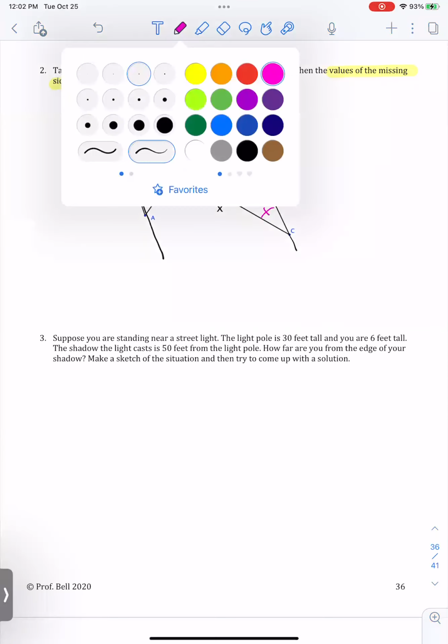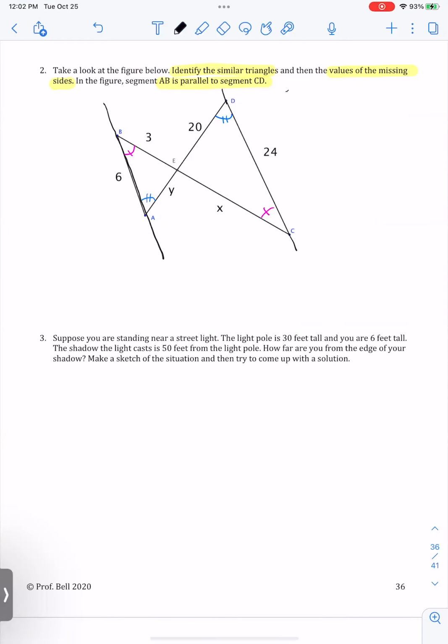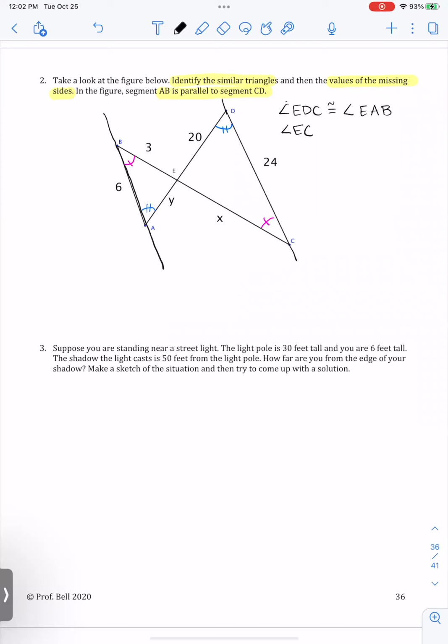So let's go ahead and make ourselves a little statement over on the right-hand side. Angle EDC is congruent to angle EAB, and angle ECD is congruent to angle EBA. And these are alternate interior angles. And remember, when I find that two triangles are similar, I only need two angles to use angle-angle similarity.